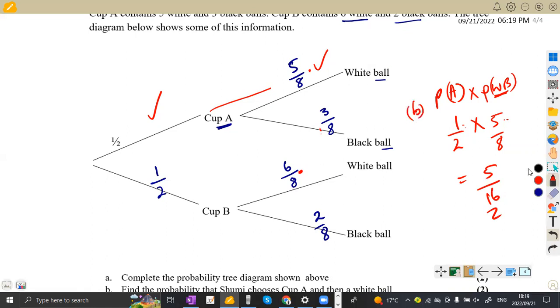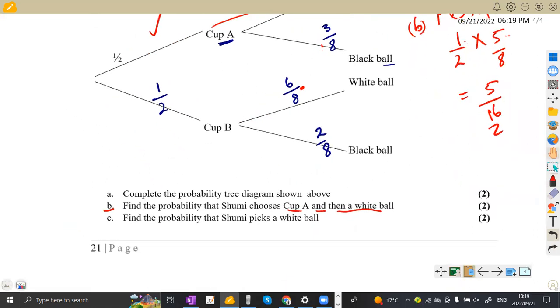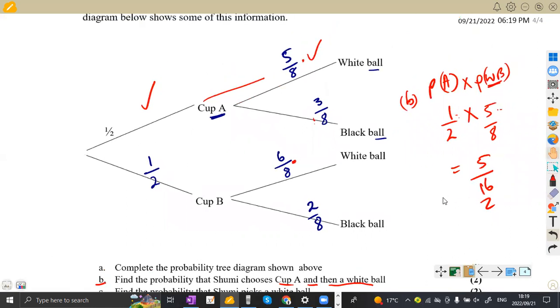Okay, let us see the other one, C. On C, they are now saying, find the probability that Shumi picks a white ball. What does this part mean? Shumi picks a white ball. All right, what does this part mean?